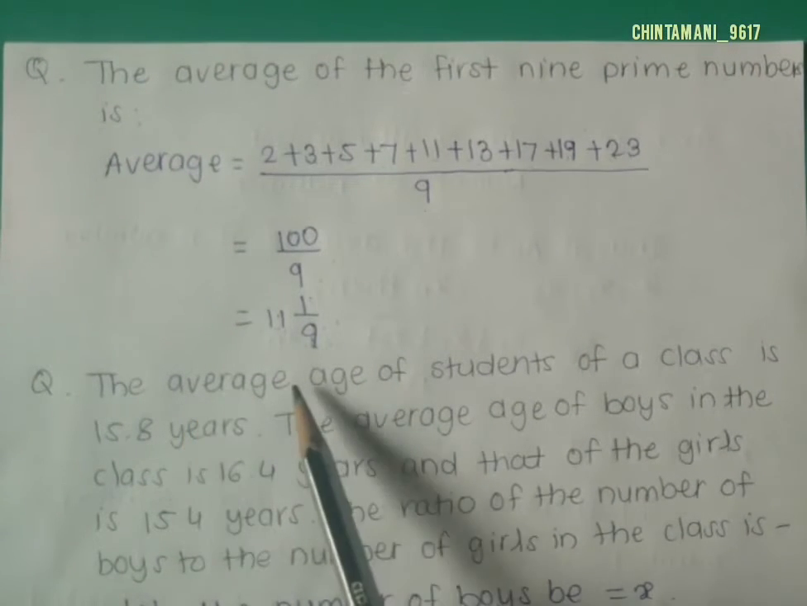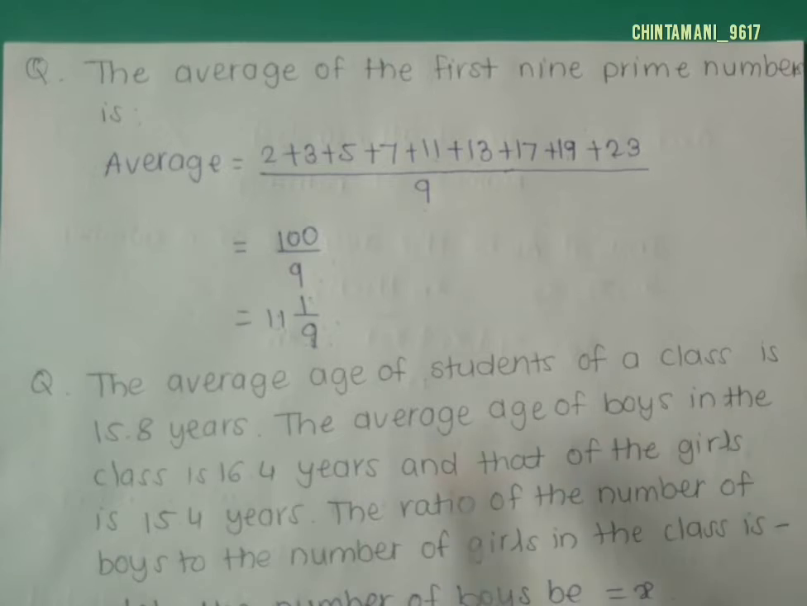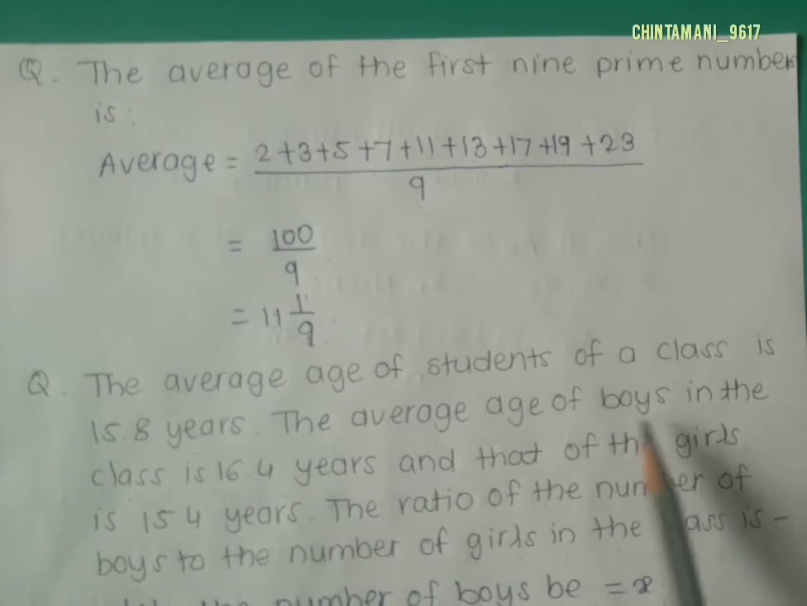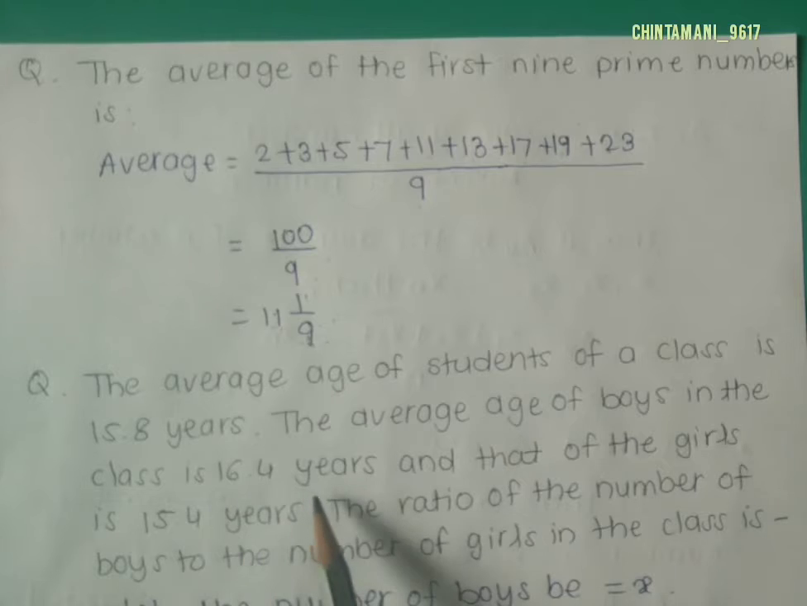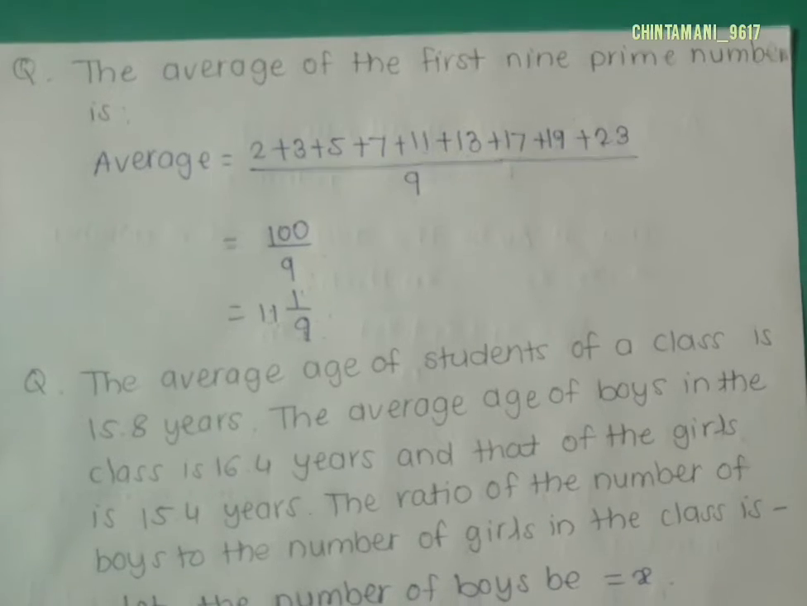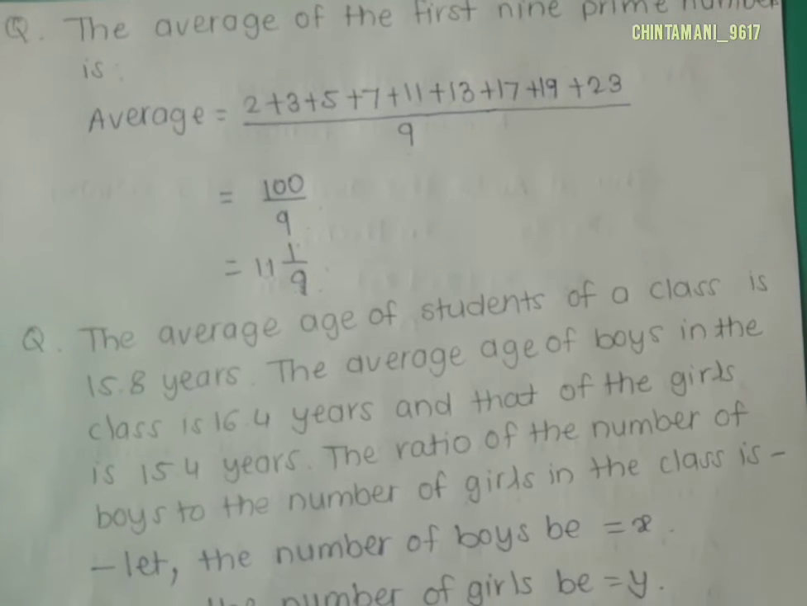The average age of the students of a class is 15.8 years. The average age of boys in the class is 16.4 years and that of the girls is 15.4 years. The ratio of the number of boys to the number of girls in the class is. So we have to find the ratio of boys to girls. Let's start with the answer.